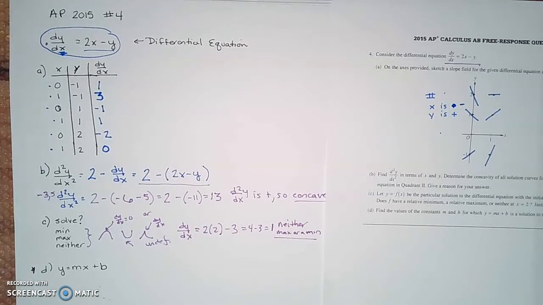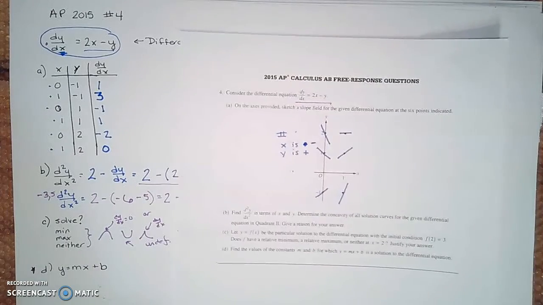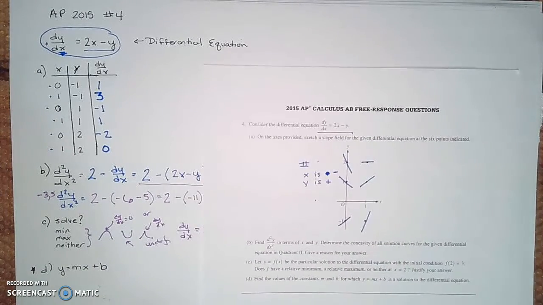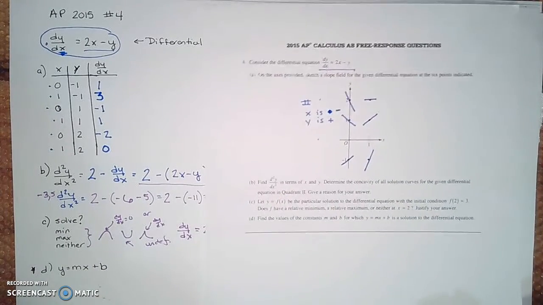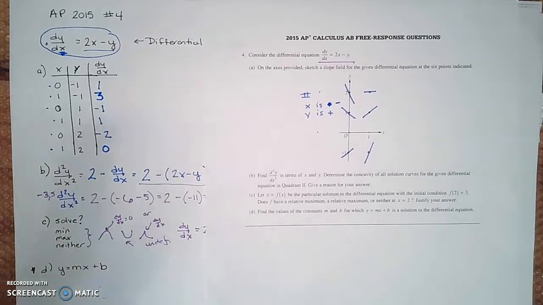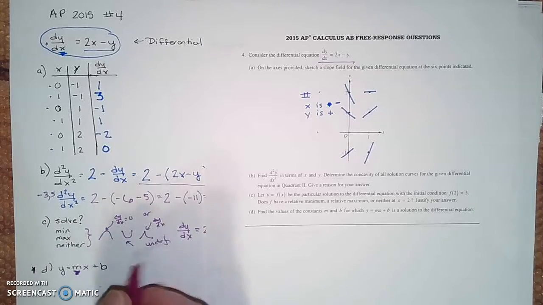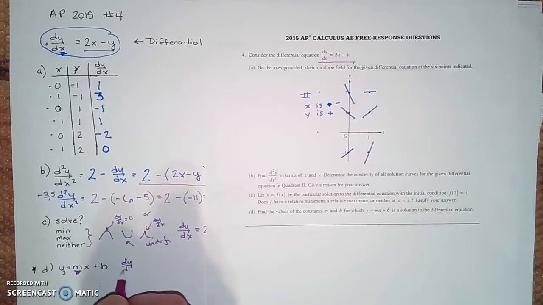Okay, now the last part of the problem. When I tell you it's really hard, it's got some really hard components to it. Let's take a look. It says find the values of the constants m and b for which y equals mx plus b is a solution to the differential equation. So they want us to figure out when this is a solution to the differential equation. Well, remember, if it's a solution, it's going to be touching that line exactly. m is the slope, so m is dy/dx.